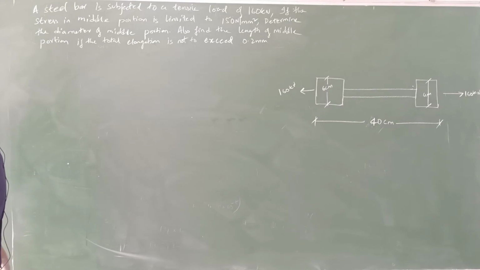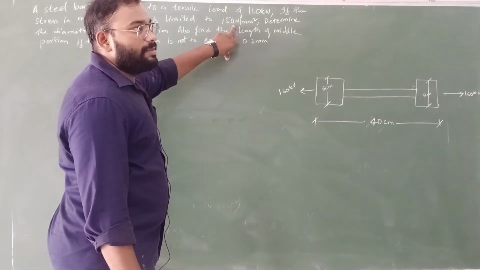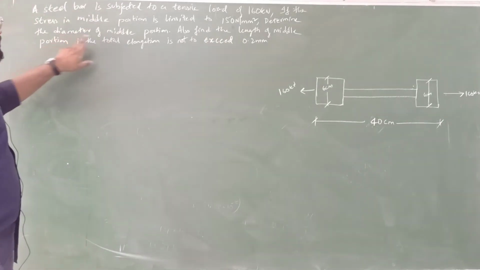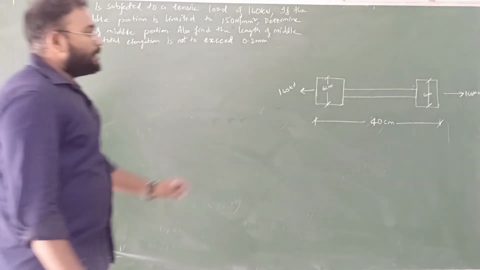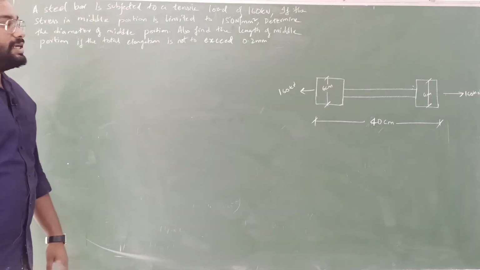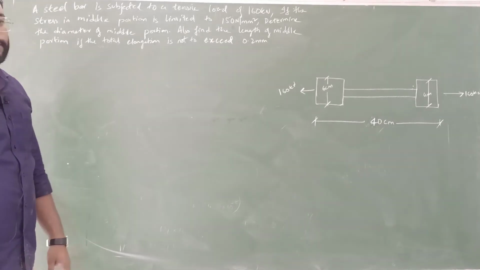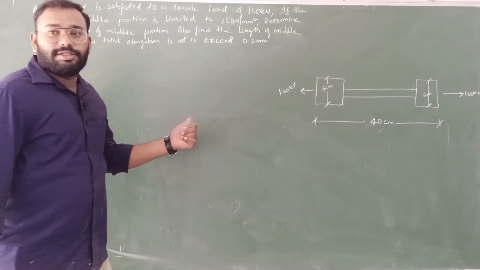Okay. If the stress in middle portion is limited to 150 Newton per millimeter square, determine the diameter of the middle portion. Okay, the diameter of this middle portion is not given to you. You need to calculate diameter if the stress is limited to 150 Newton per millimeter square. Stress is limited in which portion?